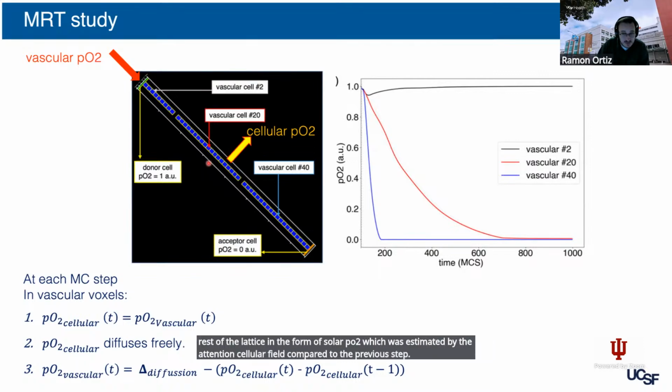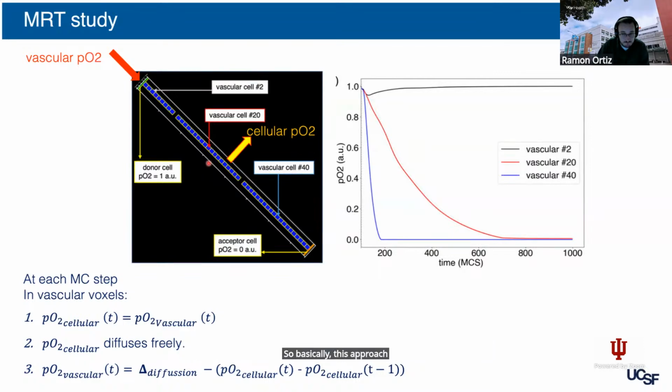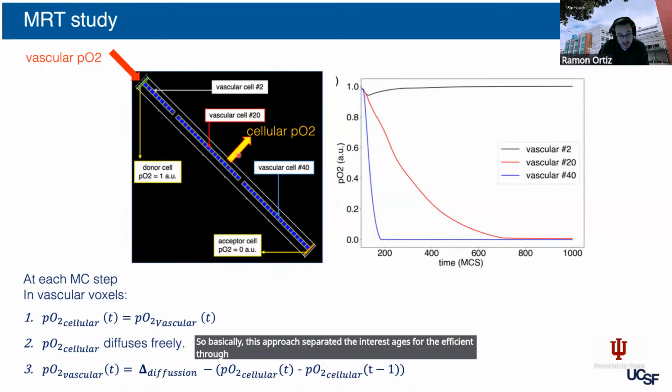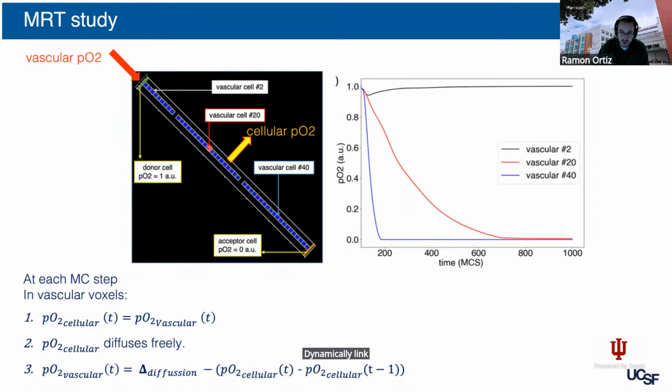So basically, this approach separated the oxygen transport in two stages: the diffusion through the vessel and then the diffusion to the surrounding tissue, while keeping these two fields dynamically linked and updated at each simulation step.